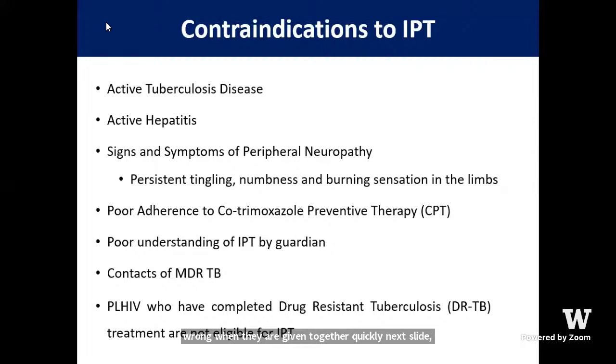So what are the contraindications? Active TB, because we would be wasting the drug and it will promote drug resistance; monotherapy has to be avoided. Active hepatitis, because INH is hepatotoxic. Peripheral neuropathy, because INH commonly causes peripheral neuropathy. And with cotrimoxazole prophylaxis, poor adherence needs counseling. Then only you have to start.